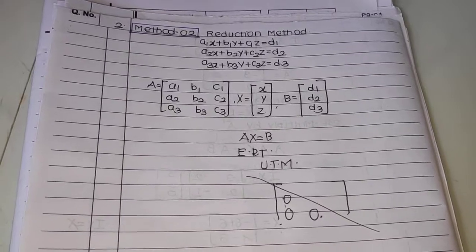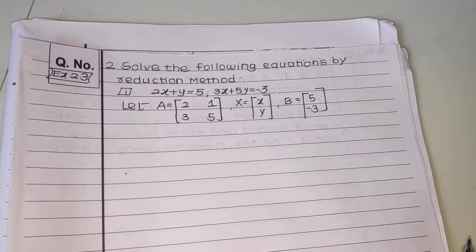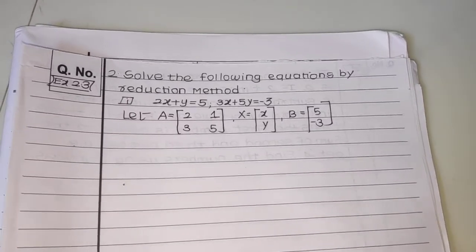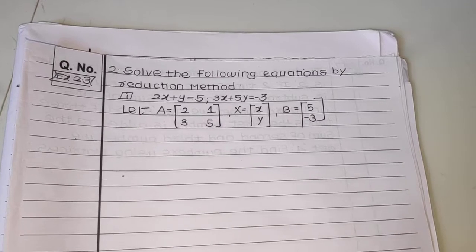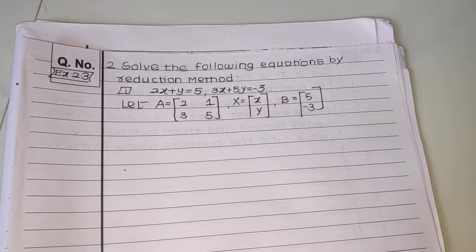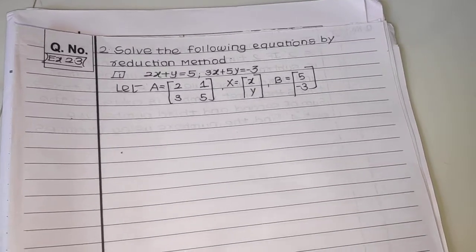We start the sum. So we have the first question with us under the reduction method. Solve the following equations by reduction method. There are two equations. I consider the first as A, the second as X and the next as B. Now let us start the process.